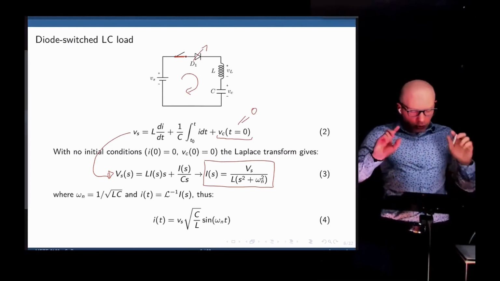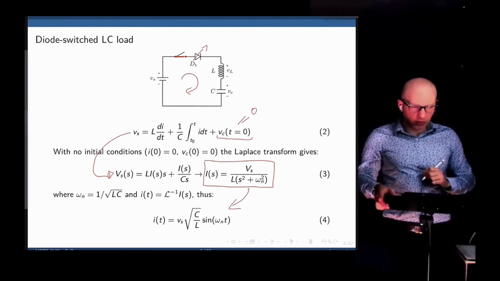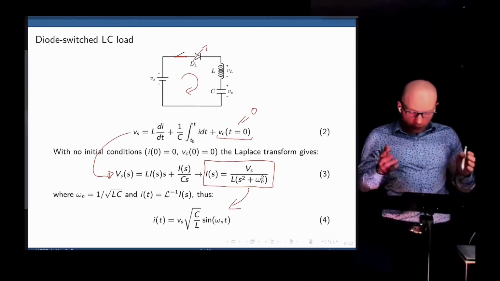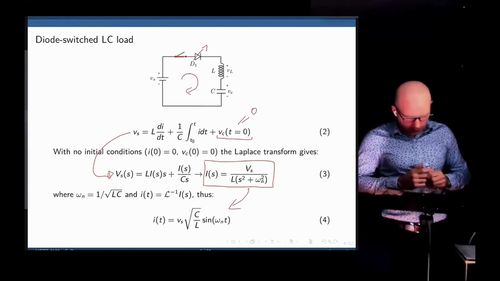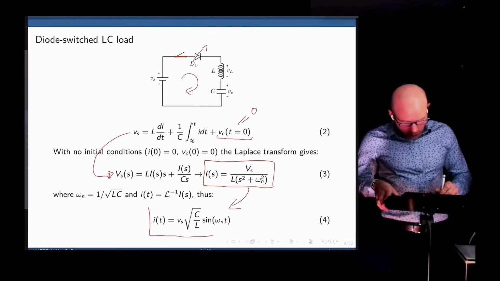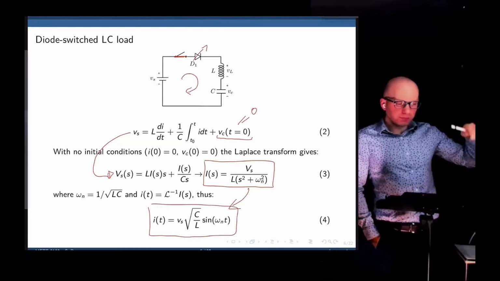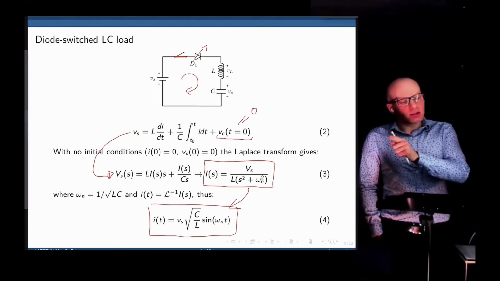And when you now do the inverse Laplace of equation 3, we get here. Vs is the input voltage. Omega n is the natural frequency of our system here, which is 1 over square root of LC. And the current now becomes a sinusoidal waveform. So if we didn't have the diode, this current would be positive and negative, even though the input is a DC.